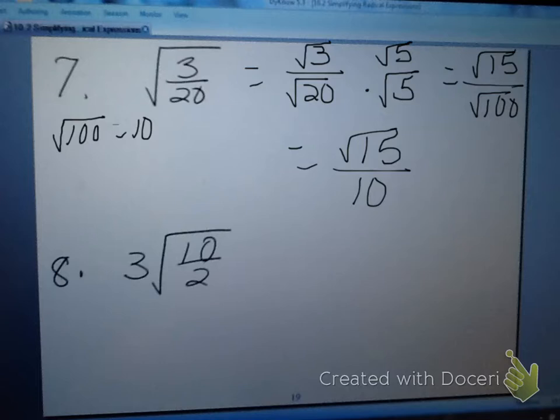Number 8, what is that 3 doing in front of the radical? It's just a coefficient. Ignore it for just a minute and look at square root of 10 over 2. What is 10 over 2 reduced down to? 5. So you just bring down the 3, and square root of 10 over 2 is 5. And you're done.